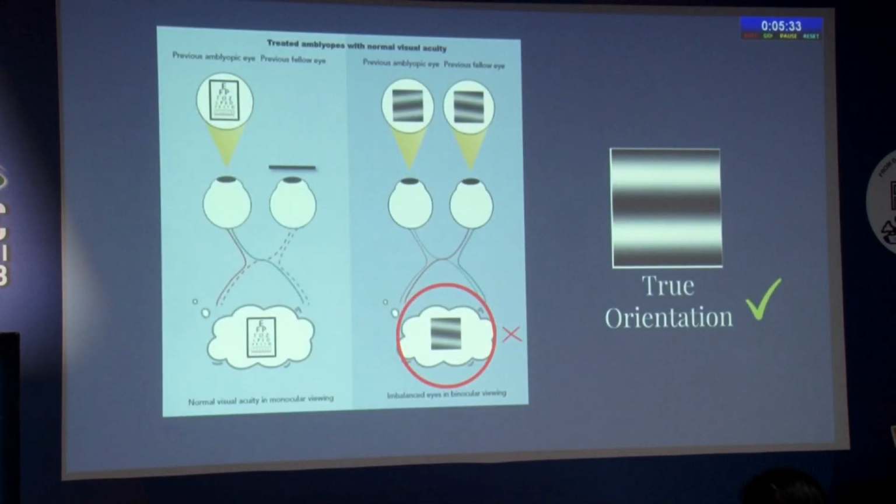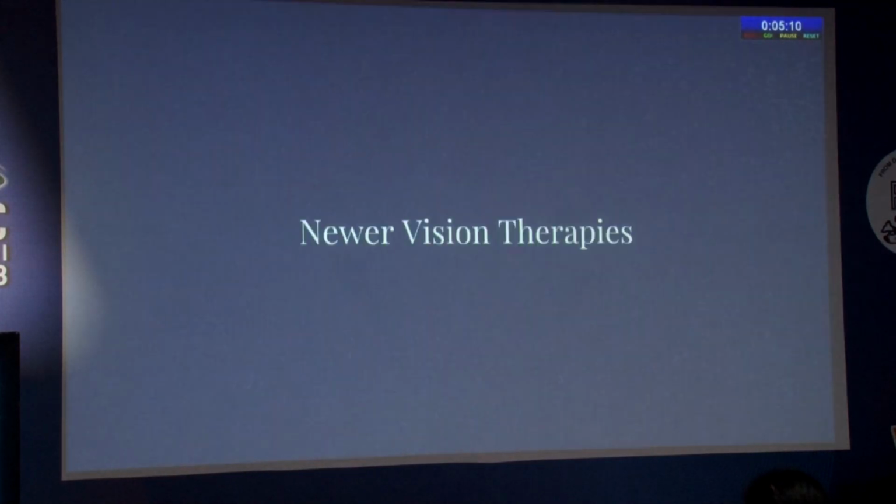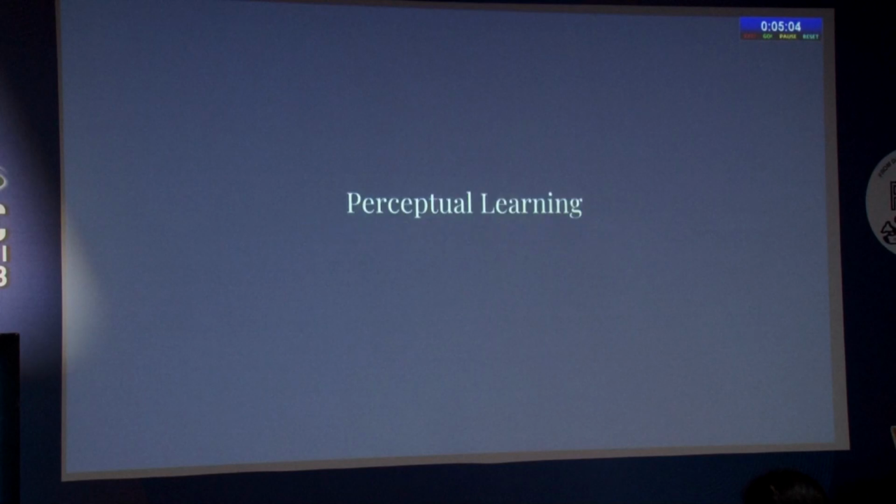What happens when conventional patching therapy is done, as you can see in this picture, is only a quantitative improvement of vision, but there is a false orientation of the image, as you see in the second picture, and there is no binocularity. That's the main limitation, because we all know that it's a binocular vision disorder. Then, with recent advances, came the newer vision therapies.